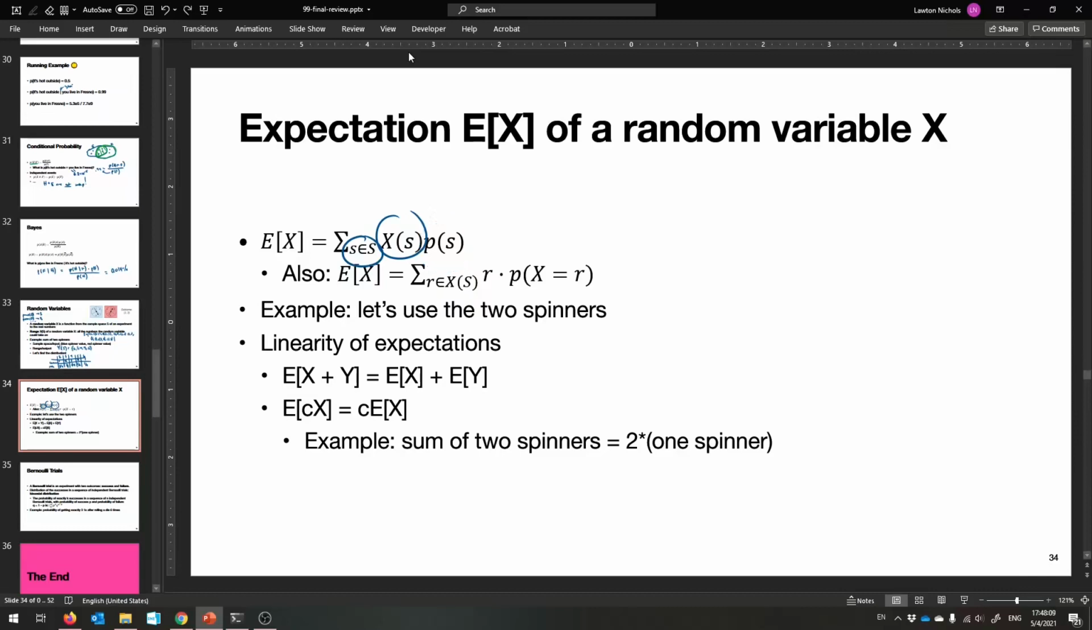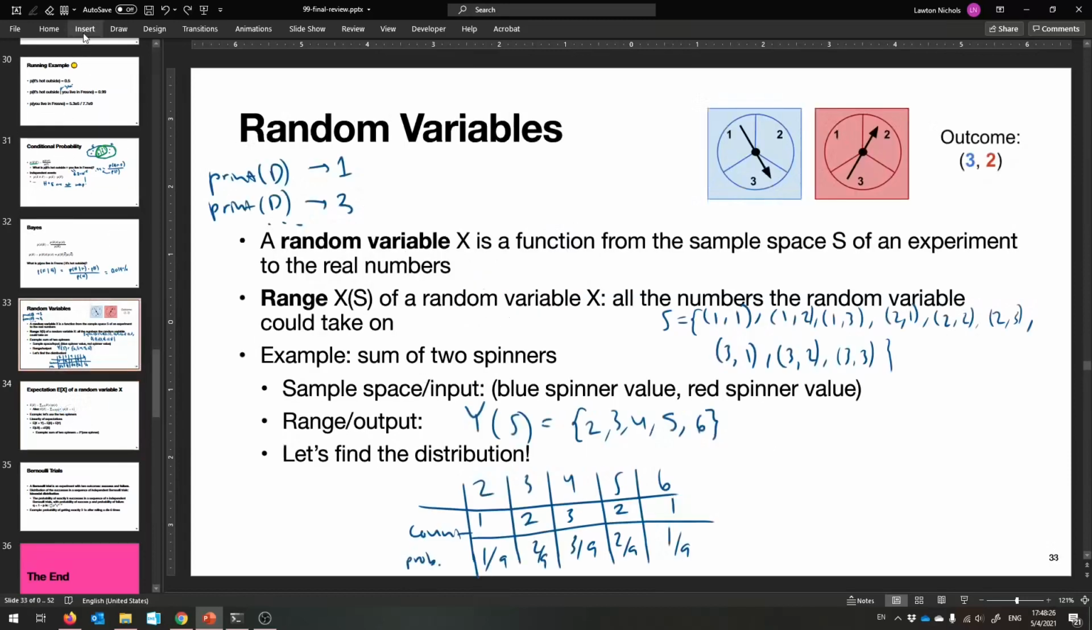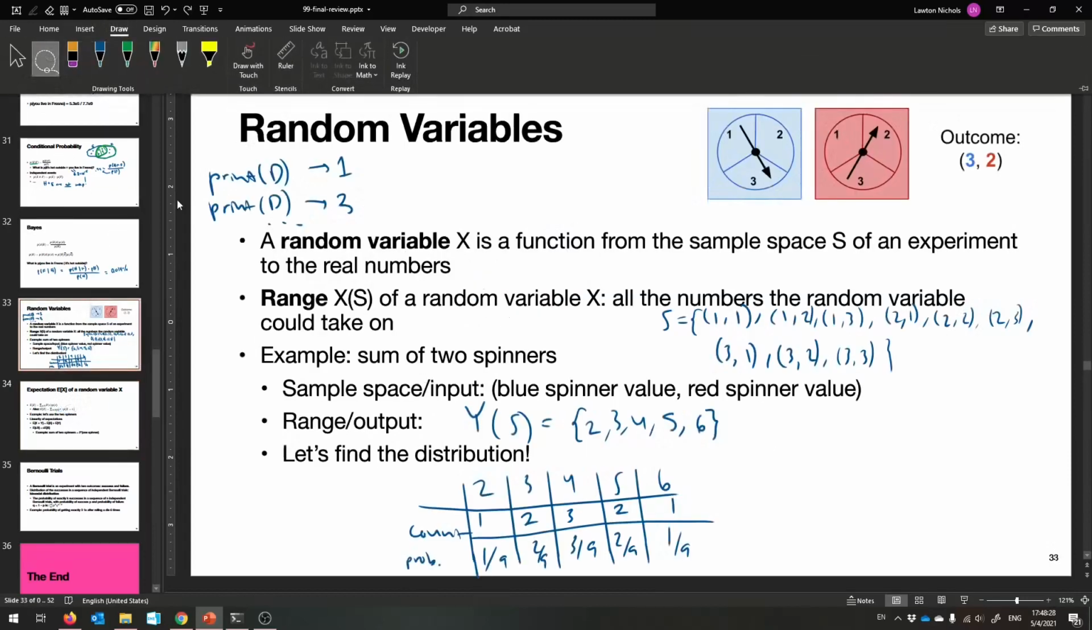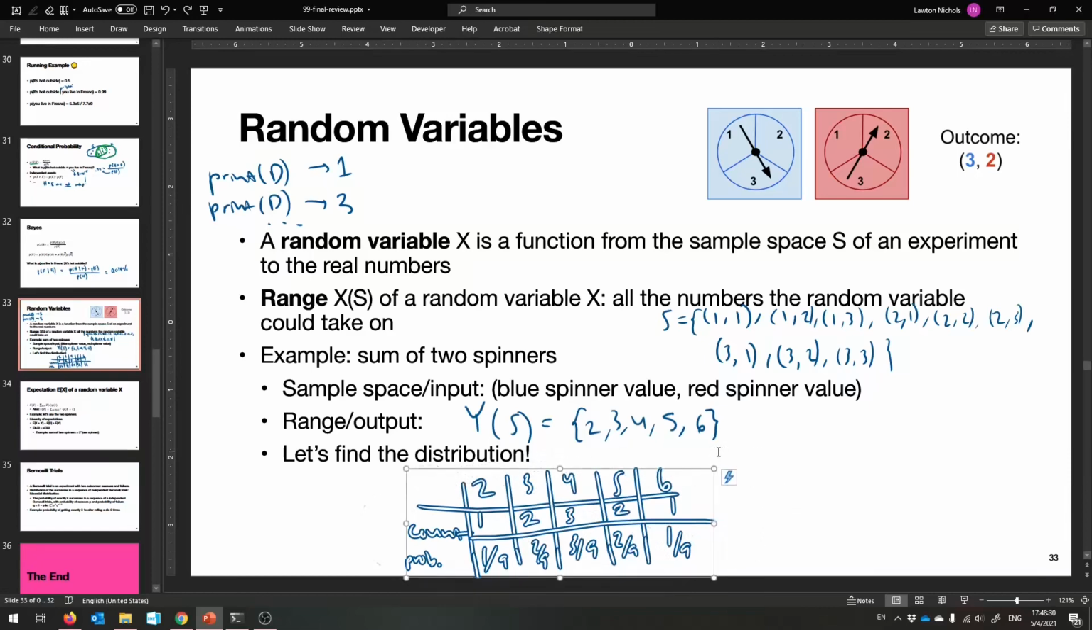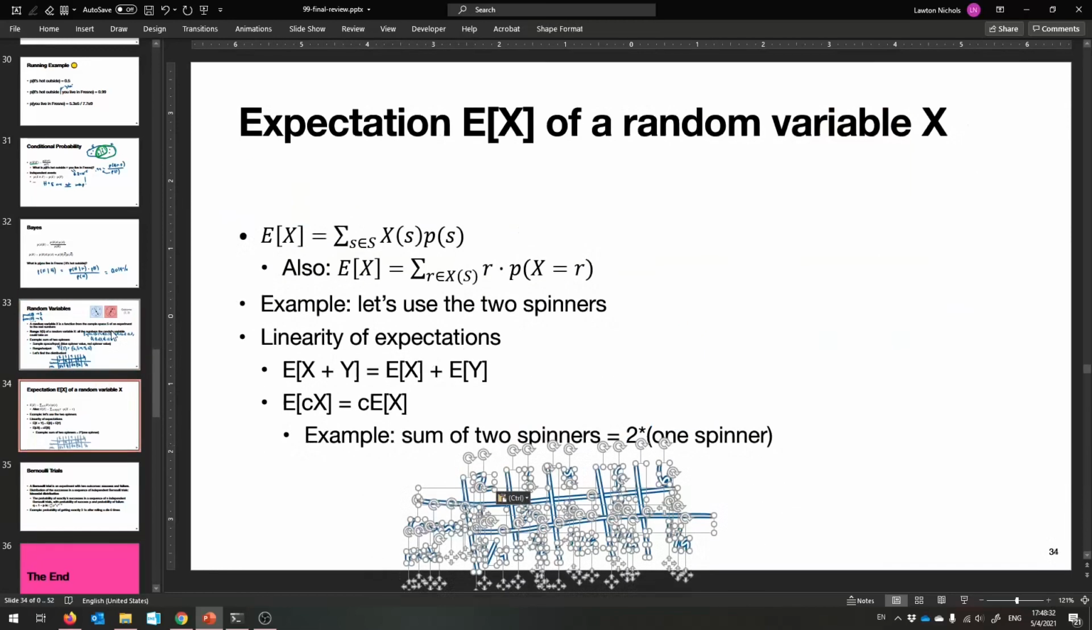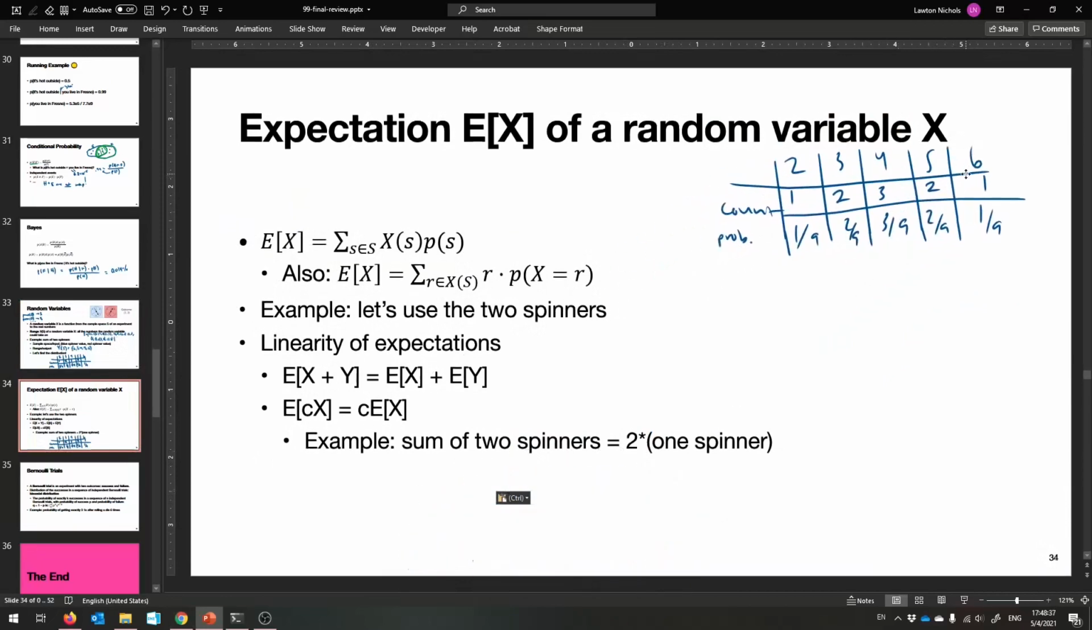Okay? And you can bring outcomes together and talk about, okay, for every possible value that you get from your random variable, multiply that value by the probability that you see that value. That's the easier one to do. Let's use the two spinners again. So the expected value for the two spinners for their sum using this table is what? Let's use this one.